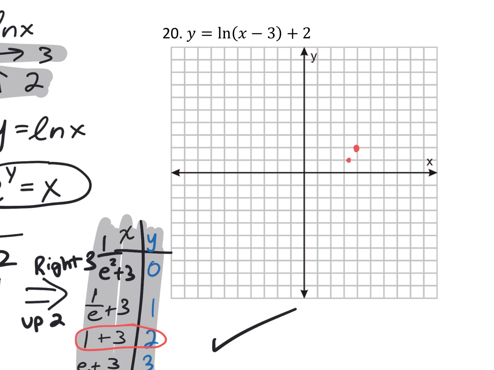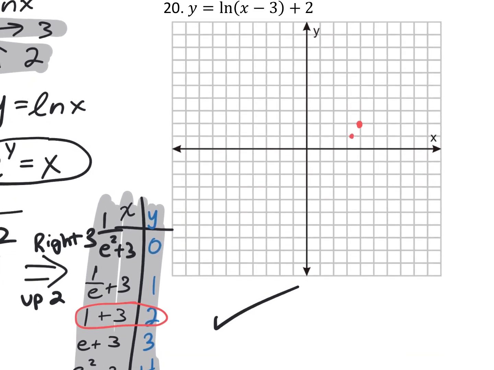If we go 1 point to the right of 2, e plus 3 is about 5.78. So here we go, 1, 2, 3, 4, 5, and, oh, that's too low. It's going to go up 1. And now you can see with 3 points, we have enough to give our graph some shape.